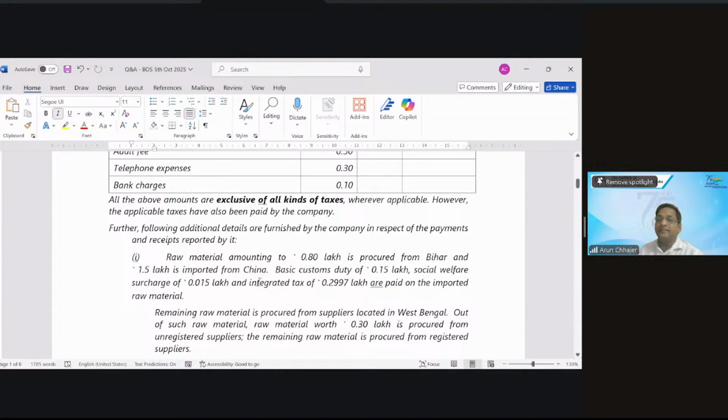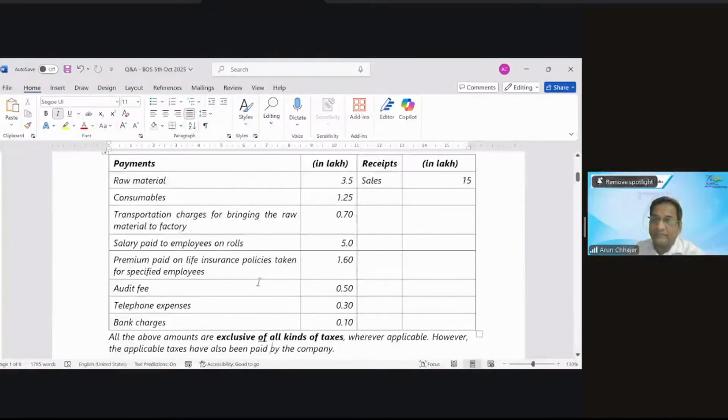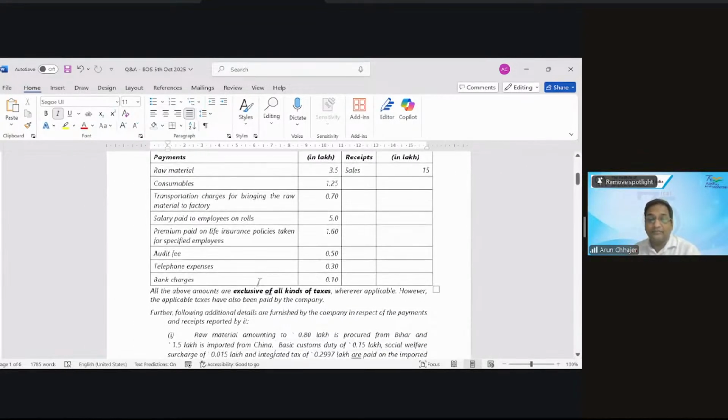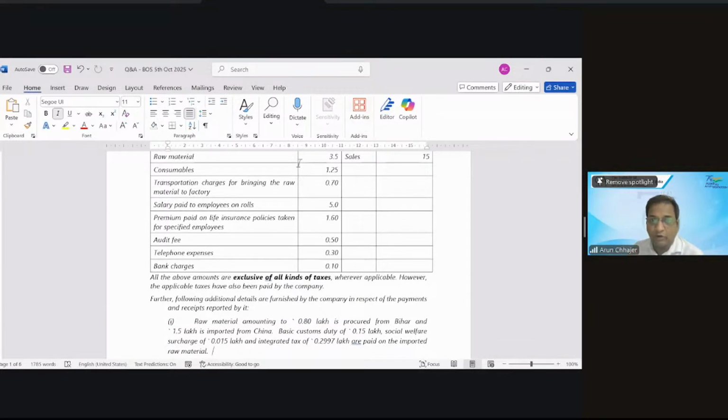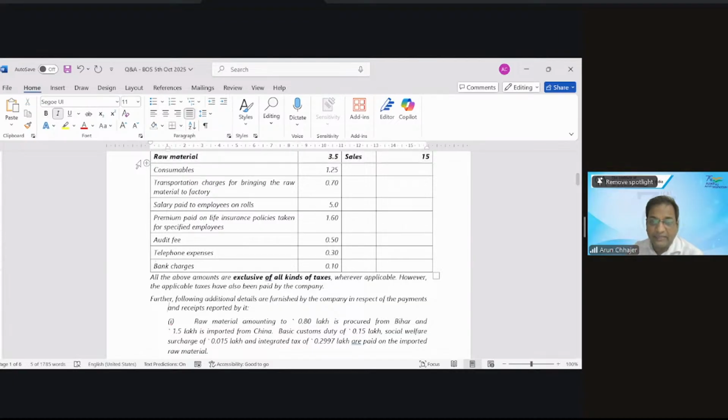The remaining raw material is procured from the supplier located in West Bengal. Can you tell me what would be the amount of the remaining raw material? Total raw material is 3.50 lakh. And they are saying 80,000 procured from Bihar, 1.50 lakh from China, basic custom duty 0.15 lakh, and the social welfare cess this much, IGST this much. Now tell me what would be the balance amount?